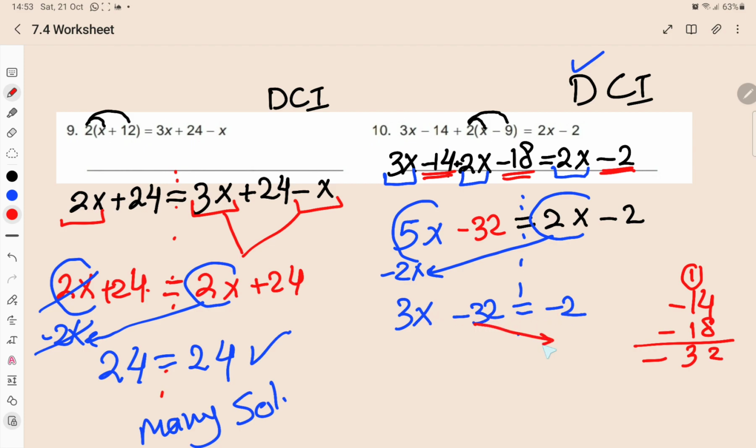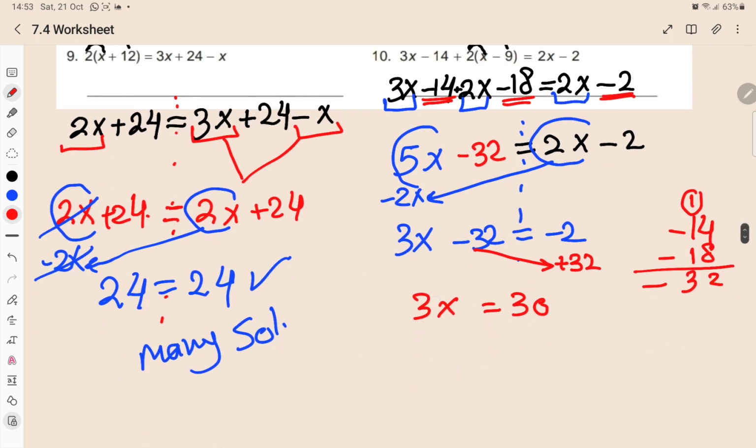This would move from left to right with positive 32. So now 3x equals 32 minus 2 is 30. Positive 32 and 2. We subtract them. 32 minus 2 is 30. And we take the bigger number's sign, which is the 32. So positive 30. 32 minus 2 is 30 with positive.